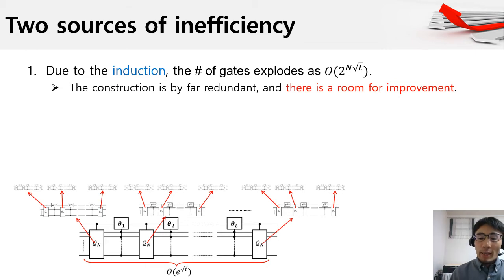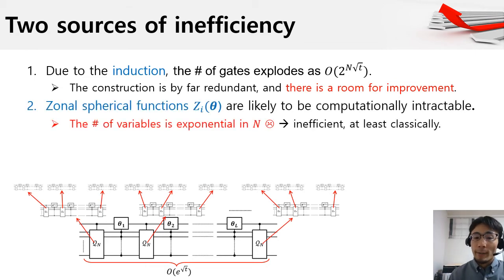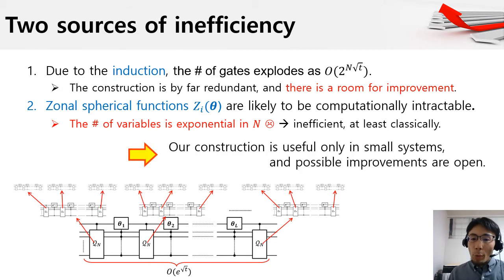But there's another source of inefficiency, which comes from the zonal spherical functions. We have to solve the zonal spherical functions, but the problem is that the number of variables in each function, they are just polynomials, but the number of variables in each polynomial is exponential in n. So of course, solving this is inefficient, at least classically. Maybe if we use some quantum technique, we could improve this, but we are not pretty sure about this. For these two reasons, our construction is useful only in small systems. But maybe the improvement is possible, so it's left open.